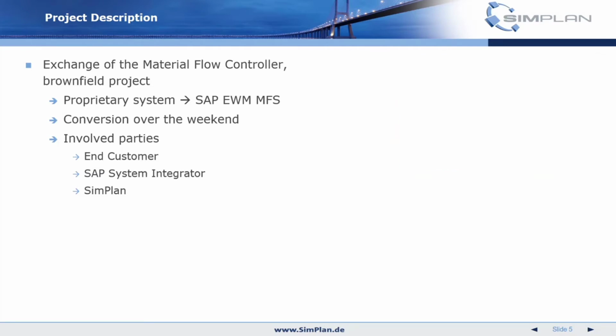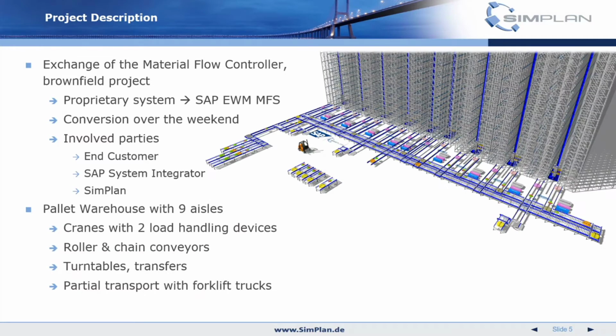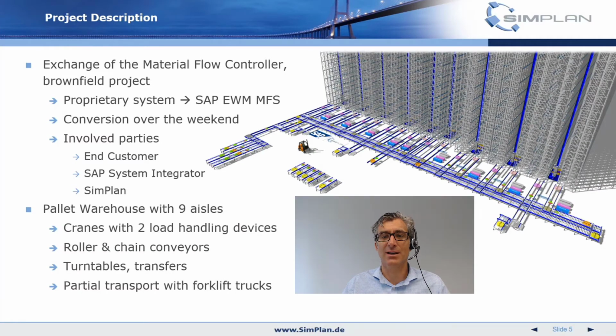Involved parties, sure, the end customer, then the SAP system integrators, and us. The system was a 9 aisle pallet warehouse, with cranes with load handling devices for 2 pallets, roller chain conveyors, turntable transfers, and partial manual forklift truck transportation. I would call it a typical pallet warehouse.